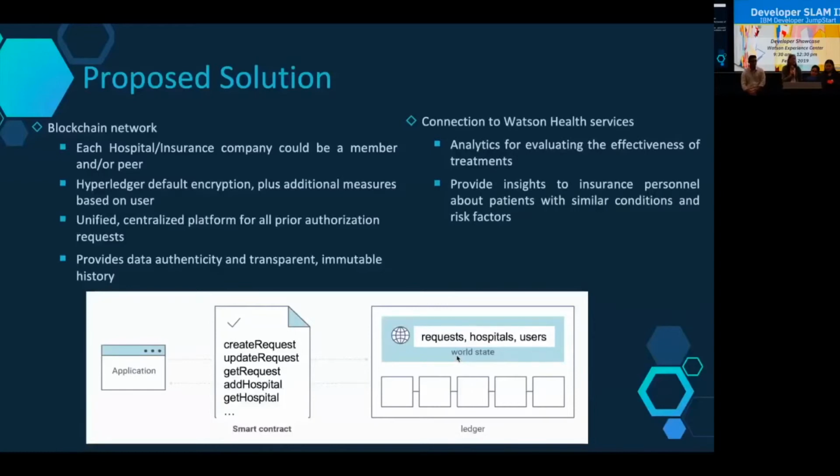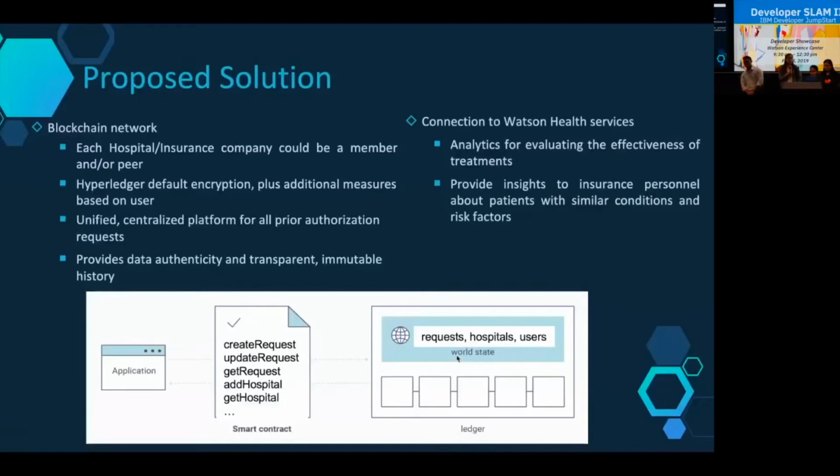And as Alex mentioned, this would provide a centralized platform for all of these requests, as well as data authenticity. For any transaction taken in response to any of the requests, there's going to be an immutable history on this, so everyone is able to view this.